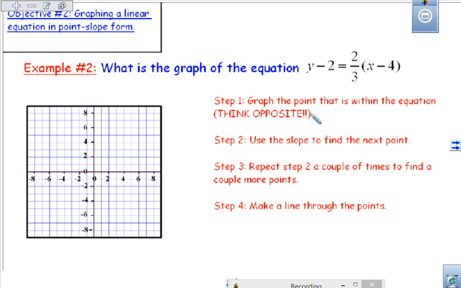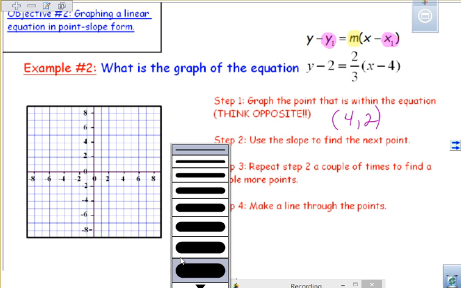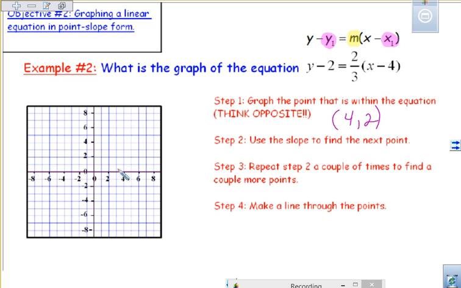Step 1. Graph the point that is within the equation. Think opposite. The reason why it says think opposite is because, remember, when you pull these numbers out, you need to do the opposite sign. So the point that is in this equation is 4, 2. So if I plot that point, that means I'm going forward 4 and up 2.